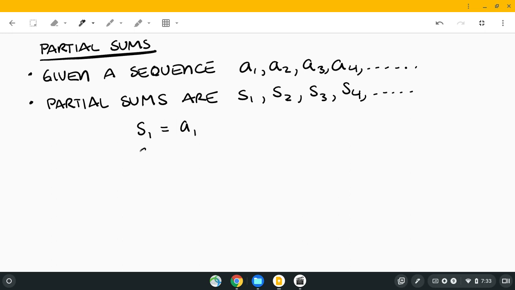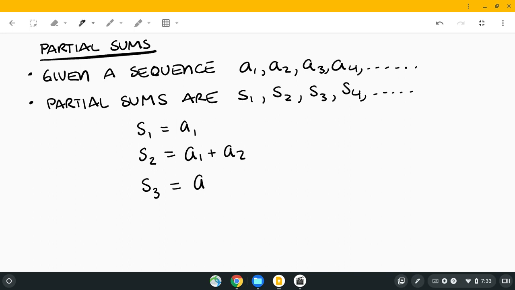Okay. S2, however, that means the sum of the first two terms. So you're adding the first two terms. So that's going to be A1 plus A2. If they ask you to find S3, then that means you are looking at the sum of the first three terms. And then same thing with S4. That is the sum of the first four terms. And if they ask you for S5, it's the sum of the first five, etc., etc.